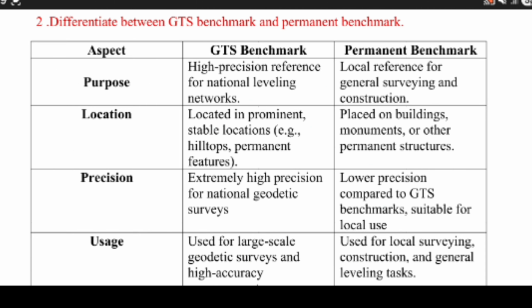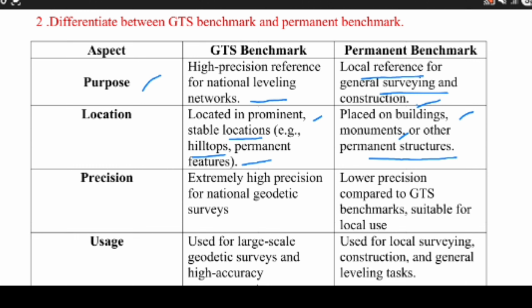The next question will be the difference between GTS benchmark and permanent benchmark. A table is given, so you can write the table and you will easily get good marks. I have written the aspects, GTS benchmark and permanent benchmark. Purpose: the GTS benchmark is a high precision reference used for the national level network. The permanent benchmark is a local reference used for general surveys and construction. Location: the GTS benchmark is located predominantly at suitable places like hilltops and permanent features. The permanent benchmark is placed permanently on buildings, monuments and other permanent structures.